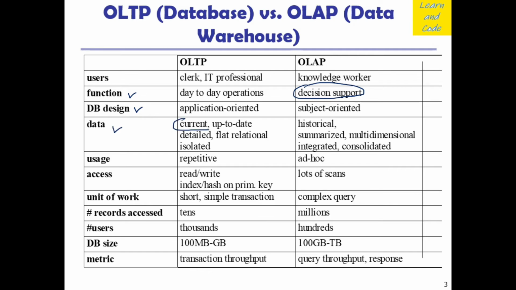Then, what kind of data is stored in databases? Generally they have current data, which has to be up to date. Data warehouses generally have historical data, typically around the last 5 to 10 years. It has to be summarized. It should be multidimensional, organized around multiple dimensions. It is integrated, collected from various heterogeneous sources, and it has to be consolidated. This is the whole theme of storing the data in the data warehouse.